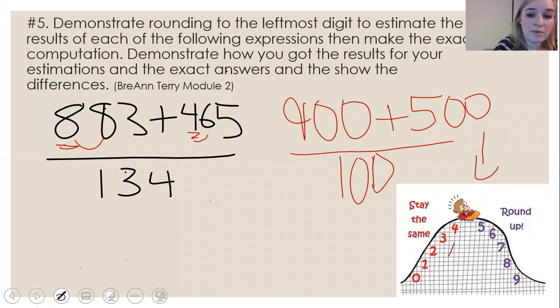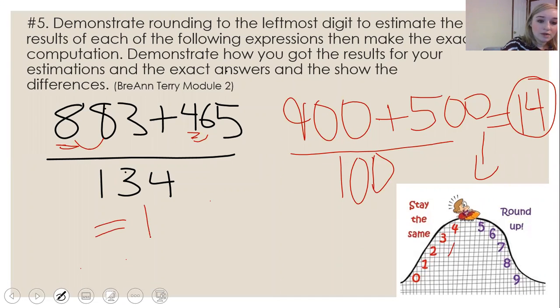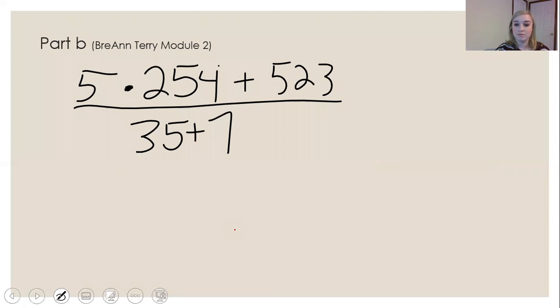So when you do this computation, it is going to equal 14. And if you did it just like this, it's going to equal 10.1. So this is our exact answer. And this is the answer we get when we round. So that's a pretty big difference. Almost 4 big difference. But this is just basically showing us how to round and follow instructions.